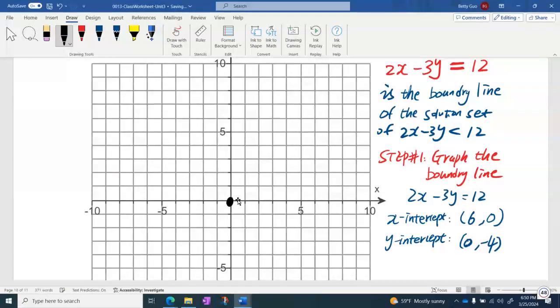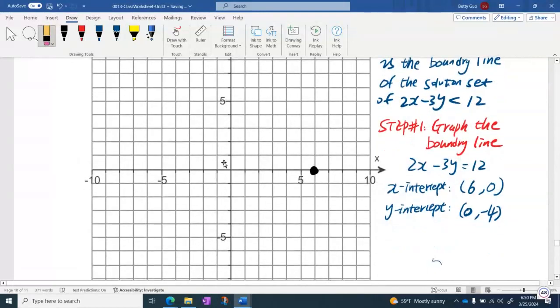This is the origin. 6 units to the right: 1, 2, 3, 1, 2, 3, right here. The y-intercept is (0, -4). From the origin, we go down 4 units, right here. And then let's draw the line.